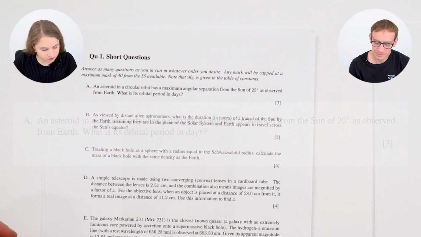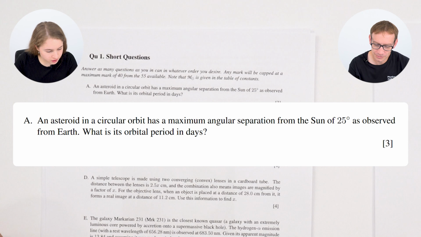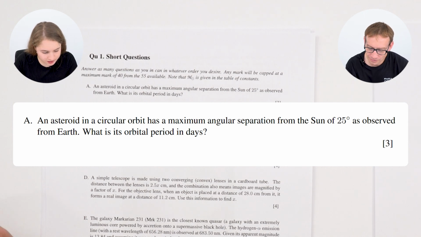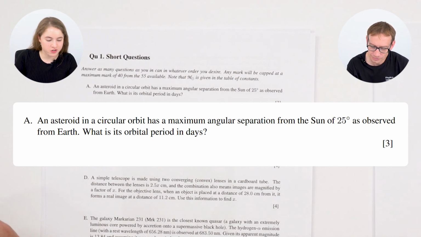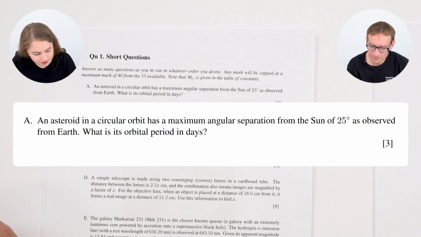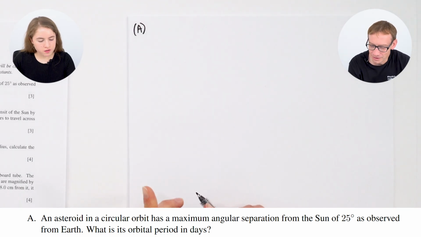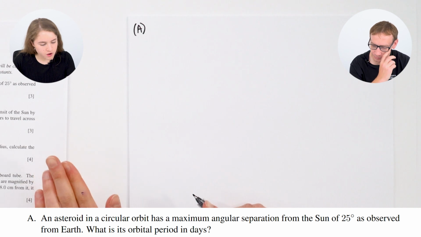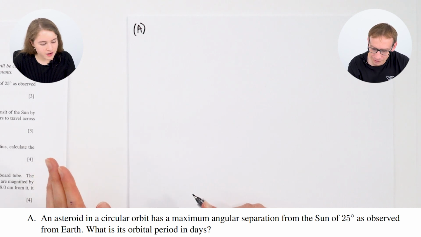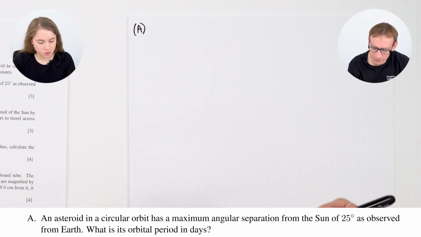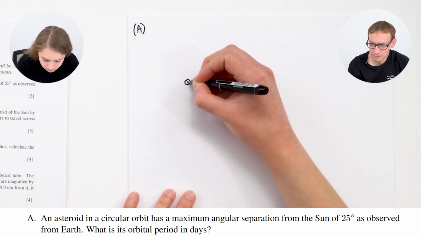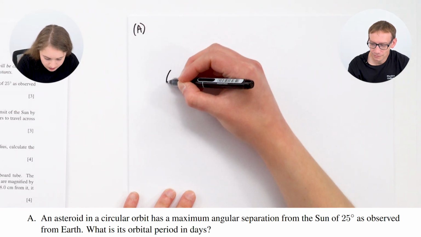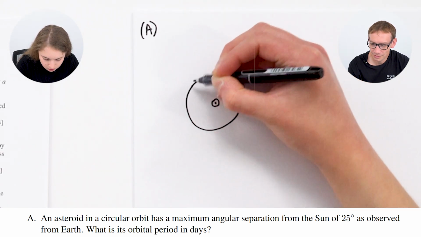That's 3 marks. An asteroid in a circular orbit has a maximum angular separation from the Sun of 25 degrees as observed from Earth. What is its orbital period in days? I'm going to draw 2 diagrams, because what they haven't told us is whether the asteroid is nearer to the Sun than the Earth or further away. So we have the Sun in the center, and let's say that the asteroid is further away from the Sun.